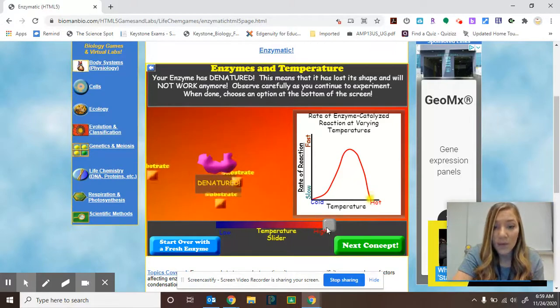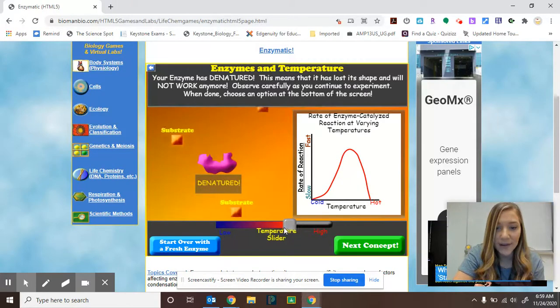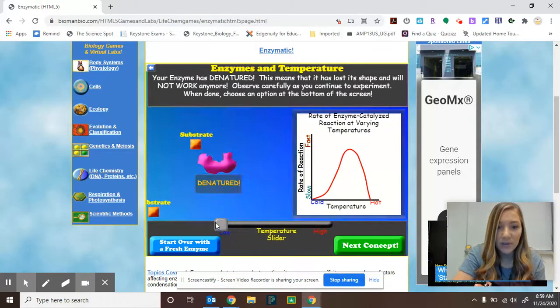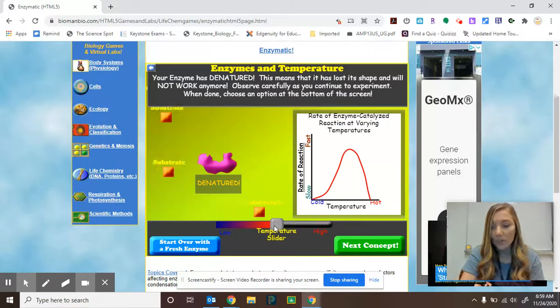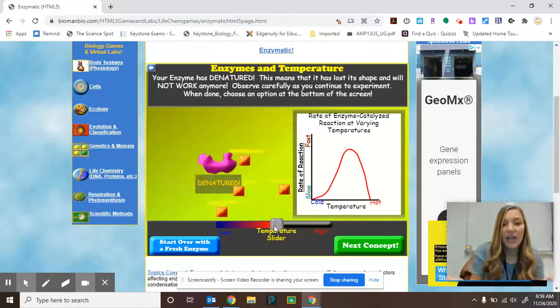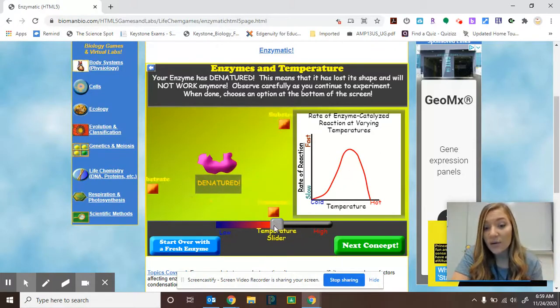So let's go back. Let's see if we can just turn the temperature back down. Uh-oh. Even if I put it back to normal, it doesn't work anymore. It's too late. We ruined our enzyme. We denatured it, and now it's no longer going to function.